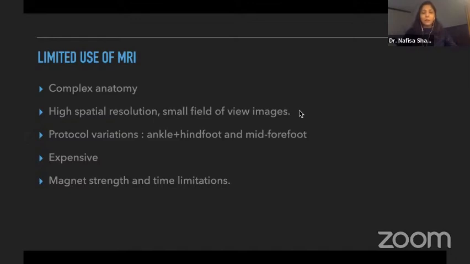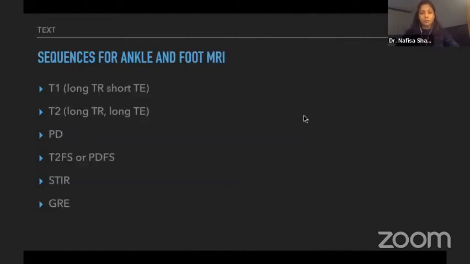What's there to understand here is that the ankle and hindfoot is acquired in one protocol, which we call ankle, and the mid and forefoot is in the foot protocol, right? So this is how you should even try and request for MR. The whole ankle and foot is not one MRI. There are various sequences for the ankle and foot, but we'll see that a bit later.